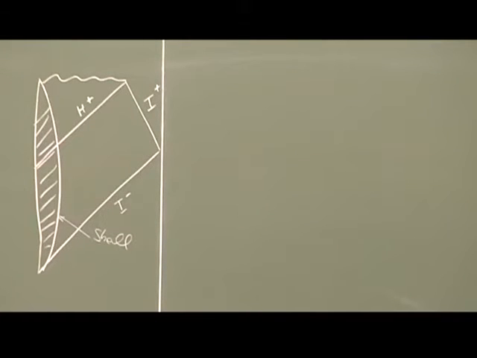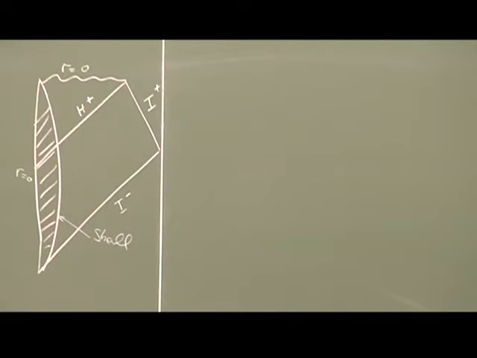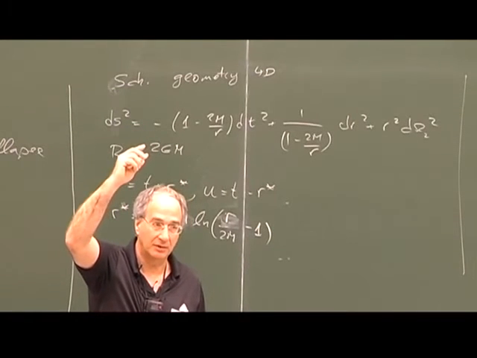And now this is the center of the shell, and this is also r equal to 0. So you see the shell collapses and reaches 0 size. And now we are interested, let's look here at the trajectory of light rays that come from infinity, go through the shell, and then escape to infinity, okay?